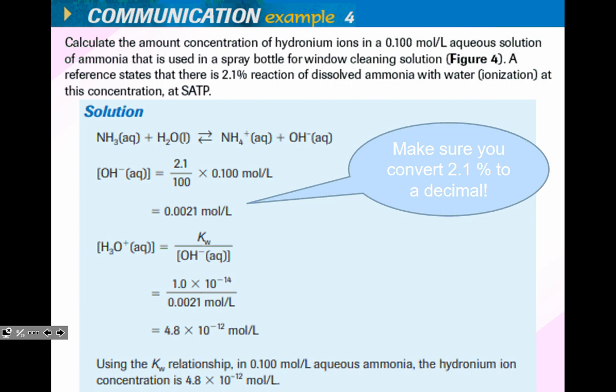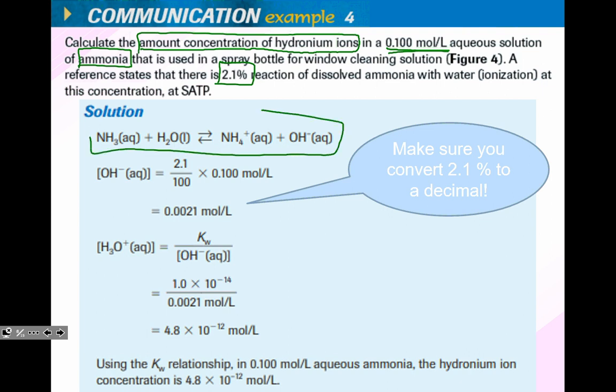Calculate the amount concentration, and anytime you see amount concentration, it's just moles per liter, of the hydronium ions. So we want to find the hydronium ions in a 0.100 moles per liter aqueous solution of ammonia. In this case, we're talking about ammonia that is used in a spray bottle for window cleaning solution. A reference states that there is a 2.1% reaction of the dissolved ammonia with water. So what that means is this reaction only happens 2.1% of the time. So it's actually quite low. This is a weak base, kiddos.